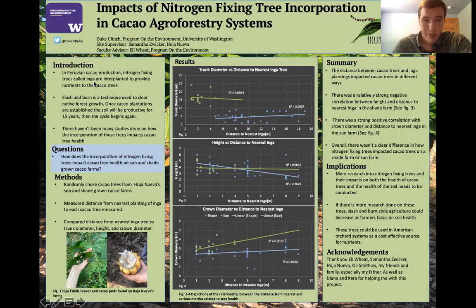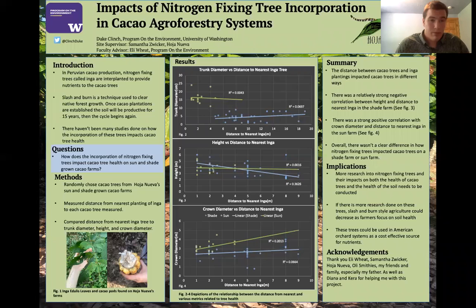I'll be presenting on the impacts of nitrogen-fixing tree incorporation in cacao agroforestry systems. For my capstone research, I was an agroforestry intern at Hoja Nueva in Madre de Dios, Peru. If you don't know anything about Peru, like I did before I came down there, Madre de Dios is one of the more eastern states along the Brazilian and Peruvian border.